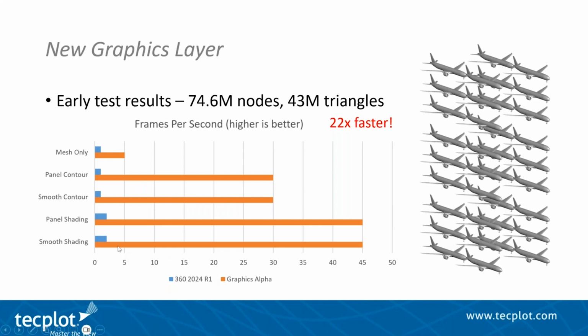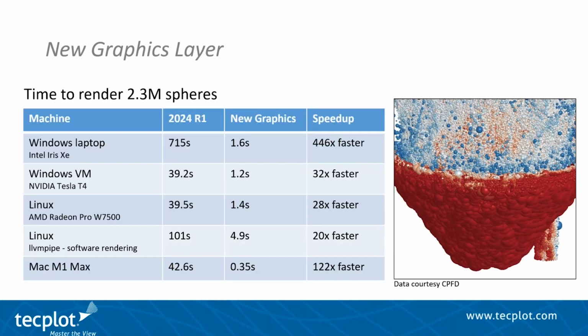So we went from, again, smooth shading is the default view that you would get here. We were at about 2 frames per second to rotate this around. Now we're all the way up to about 45 frames per second. So again, nice advantage.